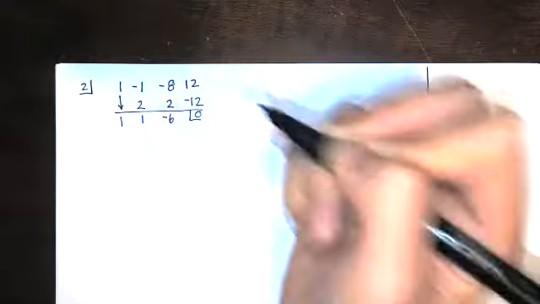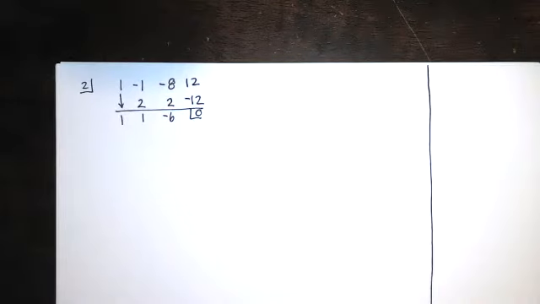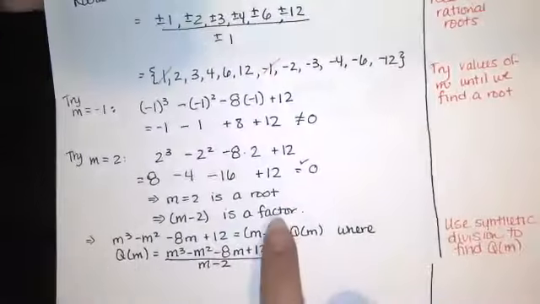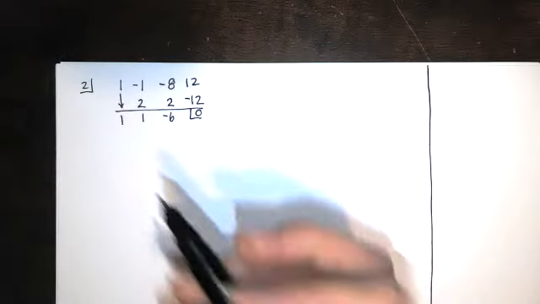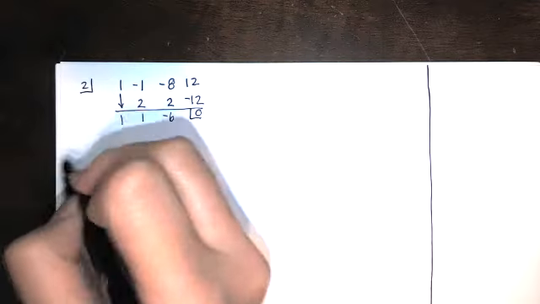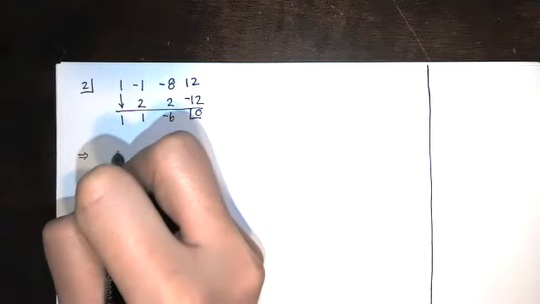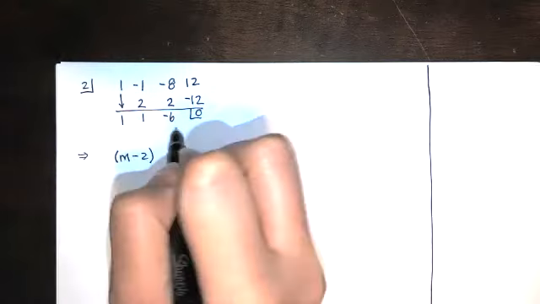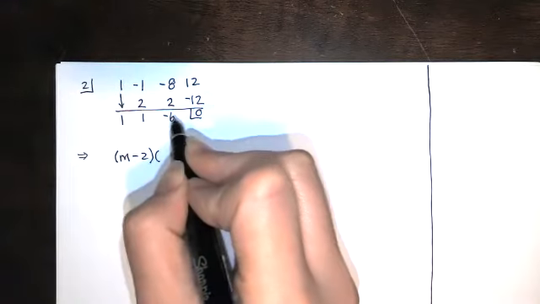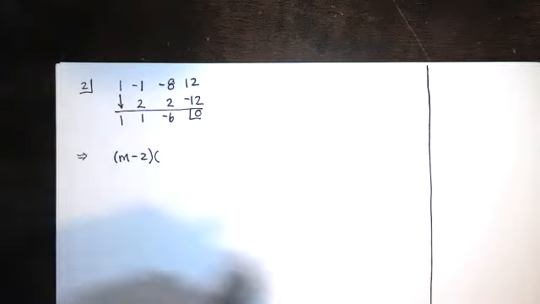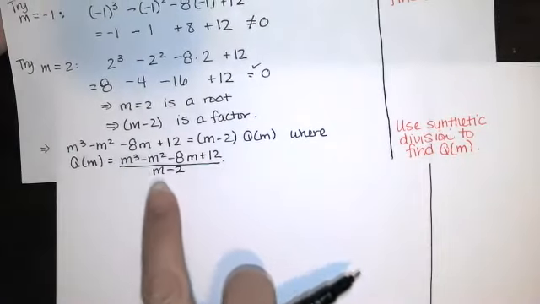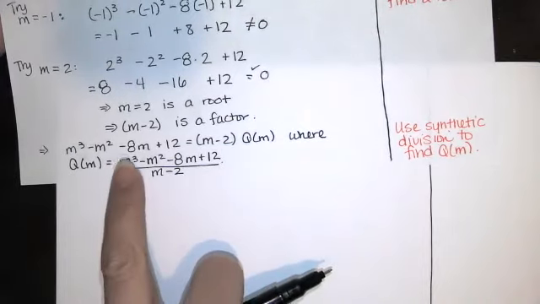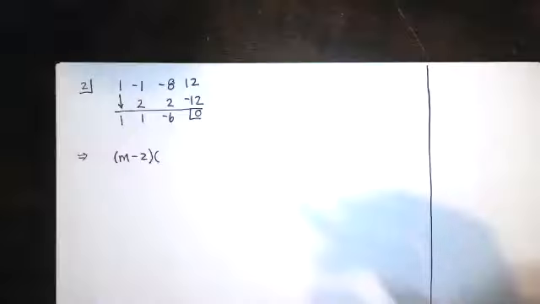Bring the 1 down, multiply, and add. Multiply, and add. Multiply, and add, and that's great. We get a remainder of 0, which is what we should get because m equals 2 is a root. So that means that these are the coefficients of q of m. So our polynomial is m minus 2 times q of m, where q has coefficients 1 and 1 and negative 6. This was a cubic polynomial divided by a linear polynomial. A cubic polynomial divided by a linear polynomial is going to be a quadratic polynomial.